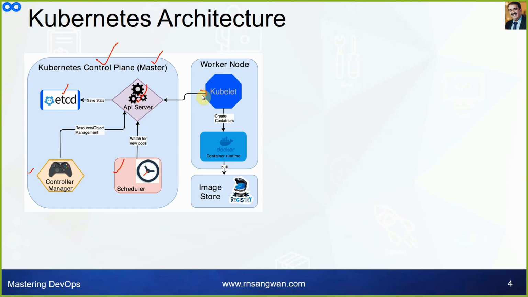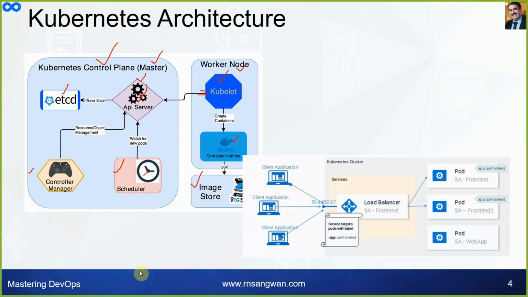Kubelet is the agent running on the worker node, which takes care of provisioning, management, launching and terminating the containers based on Docker or other container runtime. It is also responsible for managing the images in the image registry. So if you notice, on the master node we have the API server, on the worker node we have the agent running. And this is how the traffic works, how Kubernetes works.